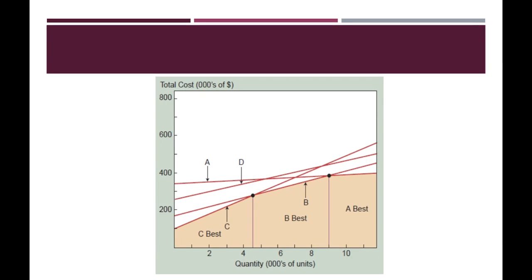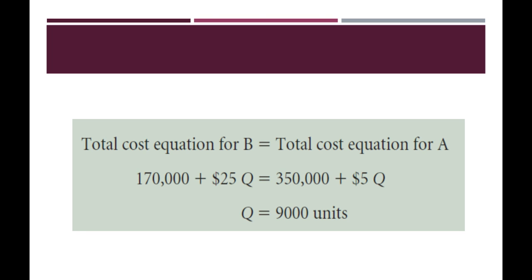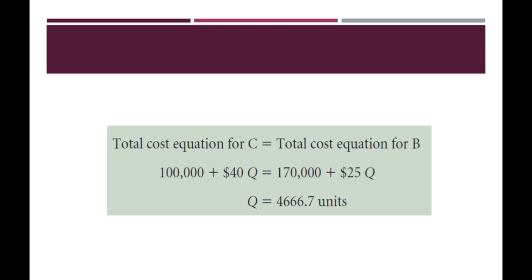We can see the approximate ranges for each location here. We can compute the exact ranges for each location by finding the exact output level for which locations C and B are equal and locations B and A are also equal. We can do this by computing the output levels at which the total cost equations for these locations are equal. Thus, the point between C and B is 4,666.7 or roughly 4,667 units.